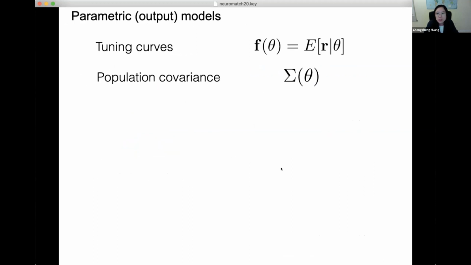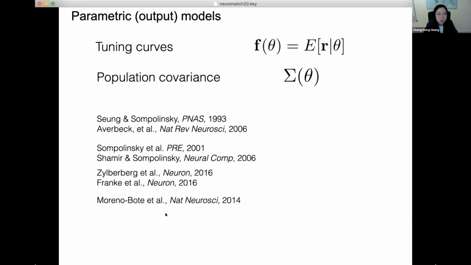From the definition, we can see that the linear Fisher information depends on two components, the tuning curve function and the population covariance. There has been a long list of work in the literature that studies this problem of information in neural networks. Most of the models are parametric, meaning that they make assumptions on the functional forms of the tuning curve functions as well as the population covariance matrix.